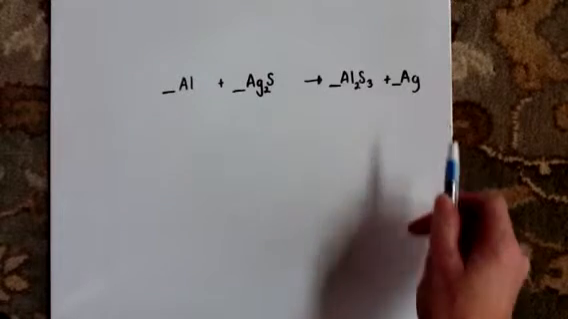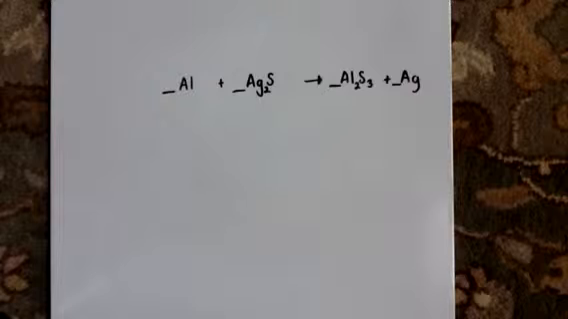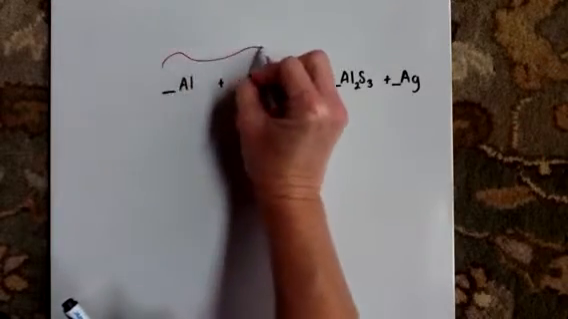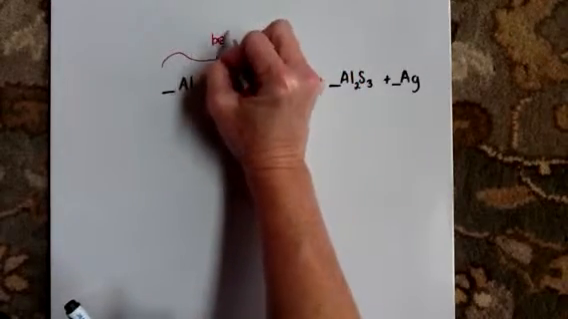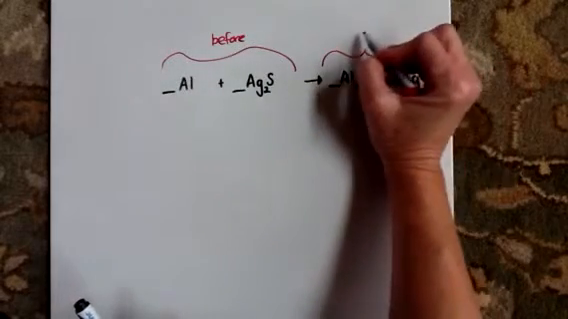So we need to fix that, adding coefficients, the numbers in front, in order to make sure that we have the same number of atoms, each type of atoms, before and after the reaction. When I say before and after the reaction, this is the before, and these products are what's present after.